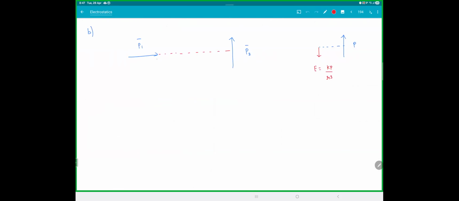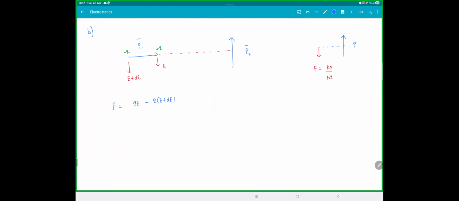So this was field E and this was field E plus dE, right? So same story. We will assume this to be plus Q, this one to be minus Q. What is the force now? The force will be QE and the force will be minus Q into E plus dE.